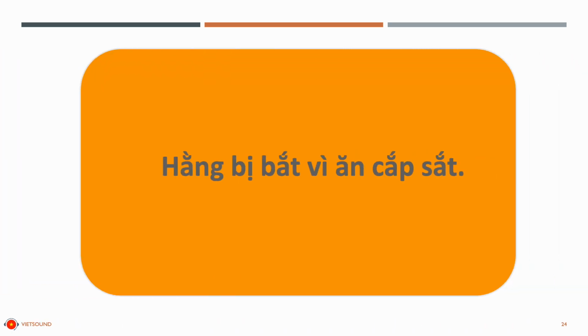Now let's practice saying some sentences with full of the sound. I'm going to do it in 3 steps. On first step, I'm going to say the sentence very, very slowly. Then we're going to do it a little bit faster. And on the last step, I'm going to say the sentence with normal speed. Okay. Hằng bị bắt vì ăn cắp sắt.